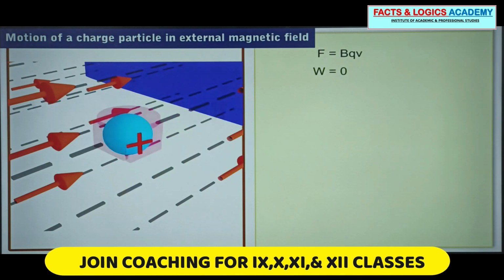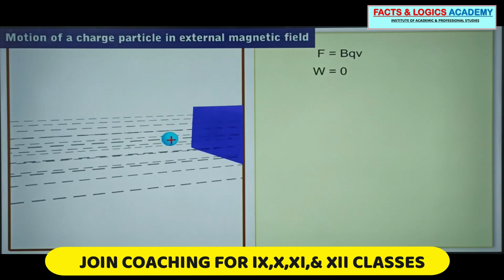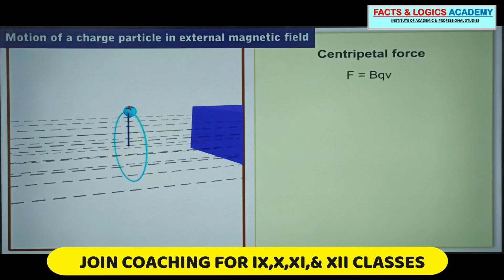As the magnetic force acting on the charged particle is perpendicular to both the direction of its velocity and the magnetic field, the charged particle moves in a circular path, and the magnetic force acts as a centripetal force. Thus, the centripetal force F is equal to BQV.